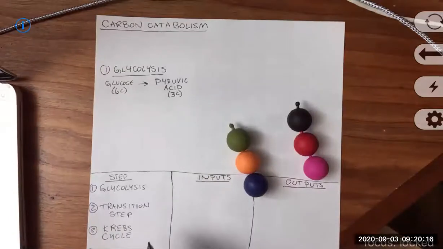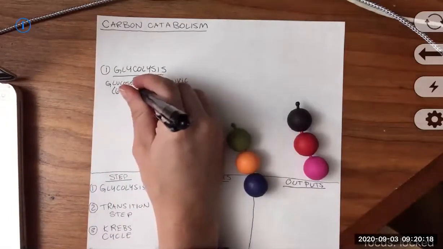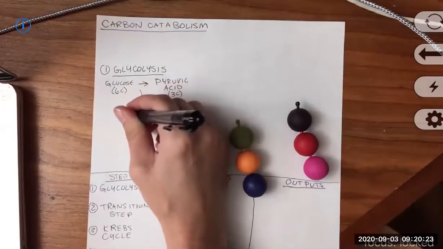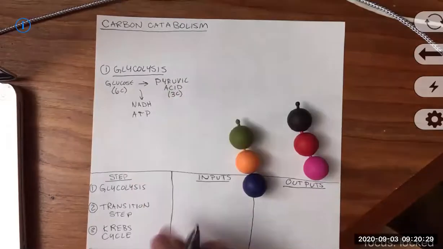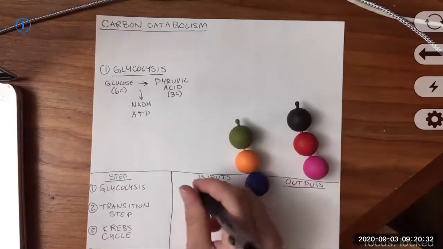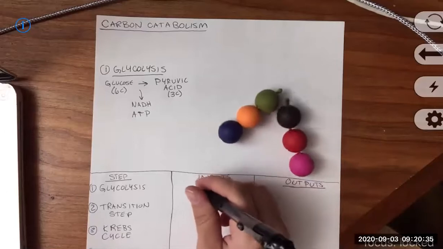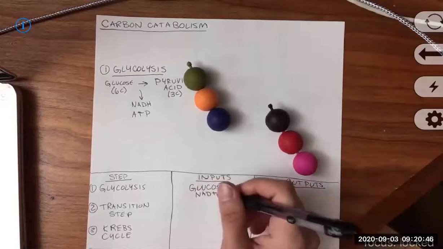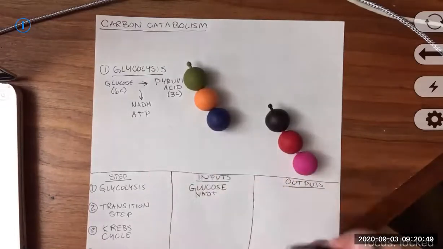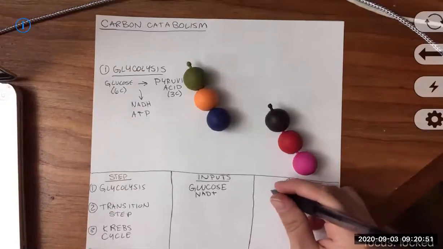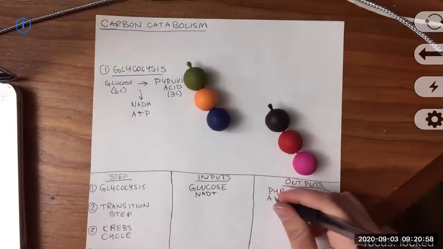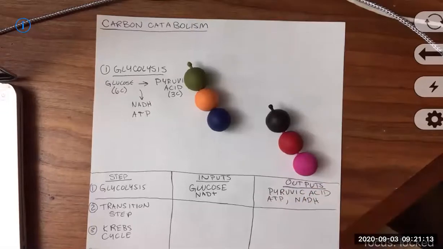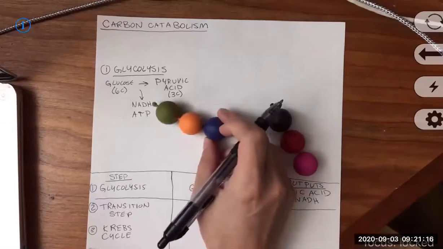During glycolysis, NADH receives electrons and ATP is generated. So let's fill in the table now so we can keep track. The inputs here were glucose and NAD+, which will be used to receive electrons and form NADH. Then the outputs are pyruvic acid, ATP, and NADH.